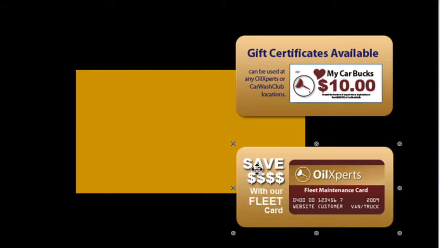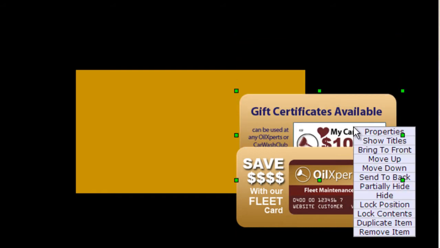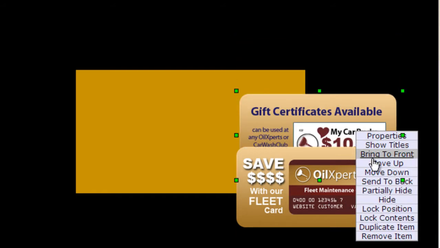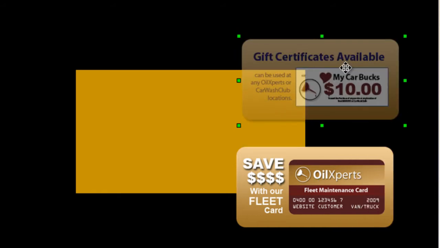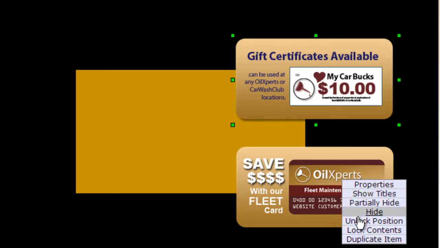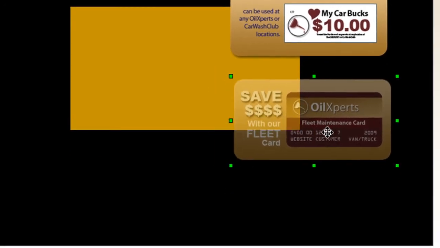Lock position, all those green handles turn to little gray X's, and then you can't drag this, you can't resize it. It's safe. You can't move things up in front of it. It's exactly where you put it, and it stays there until you unlock it. So I unlocked position, and now I can move it around again.